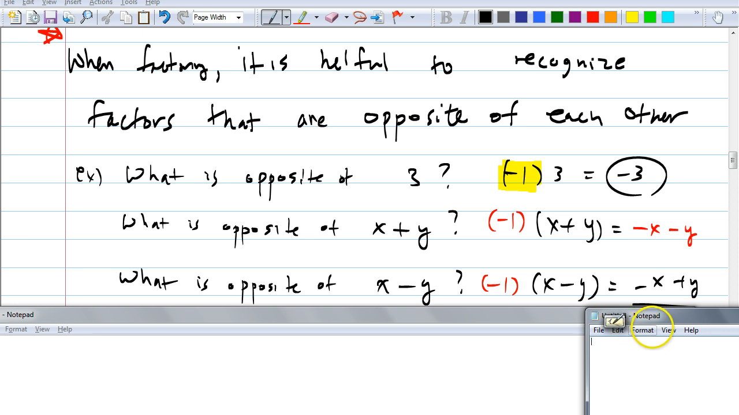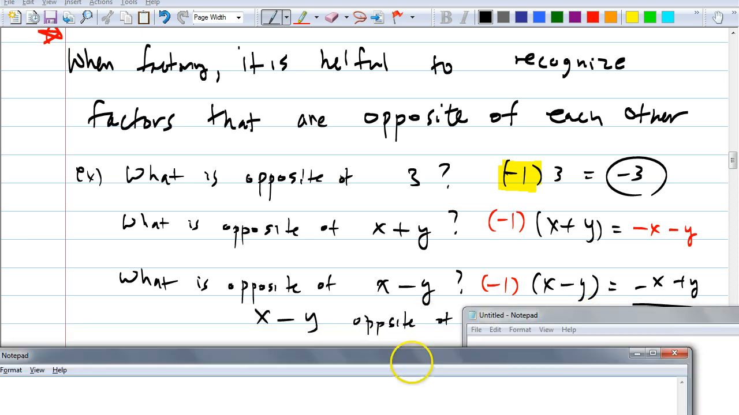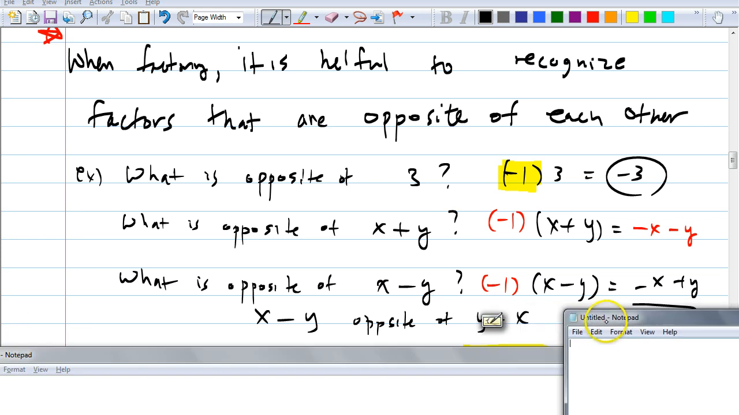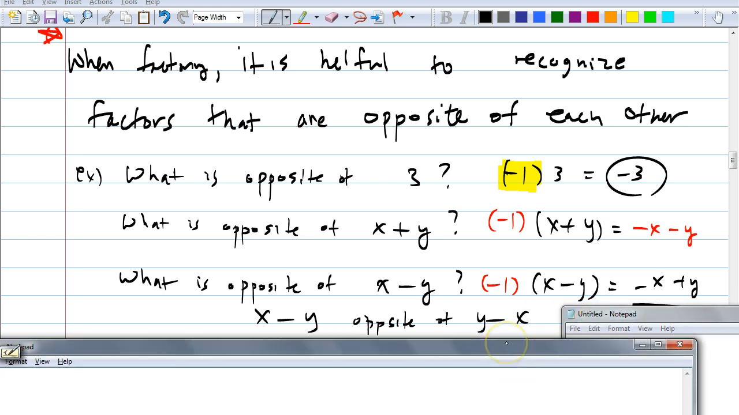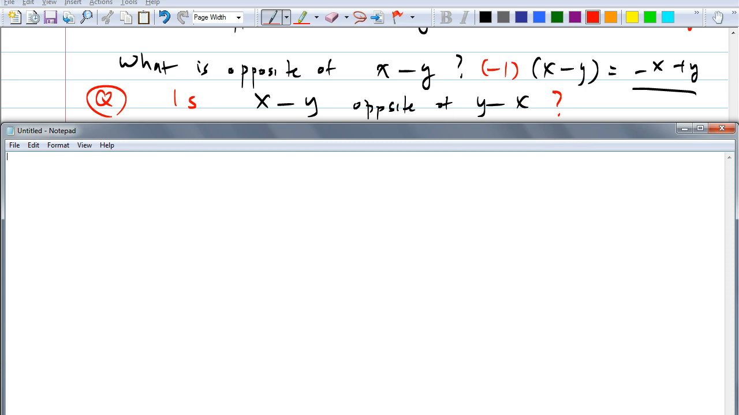Well, let me ask you this. Is this true? Is x minus y opposite of y minus x? People, I want you to discuss with your group. Go ahead, everybody think about this. That's a question. Is x minus y opposite of y minus x? Go ahead, talk to your group. How many people say yes? Raise your hand. How many people say no, they're not?